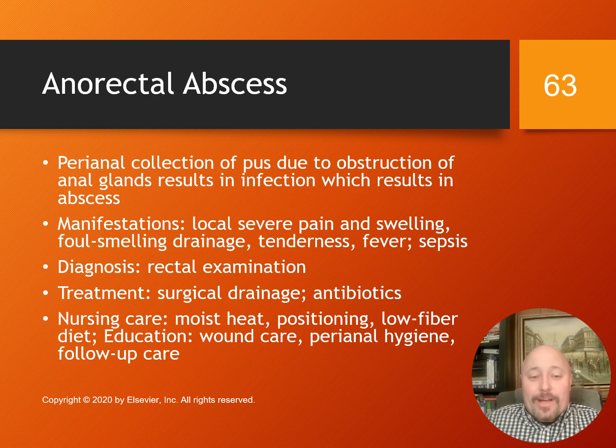An anorectal abscess. This is a perianal collection of pus due to obstruction of anal glands that result in infection, which results in abscesses. Manifested by local severe pain and swelling, foul-smelling drainage, tenderness, fever, sepsis. Diagnosed with a rectal examination. The treatment is surgical drainage, antibiotics, and the nursing care is going to be moist heat, positioning, low fiber diet, and education involving the wound care and the perianal hygiene.